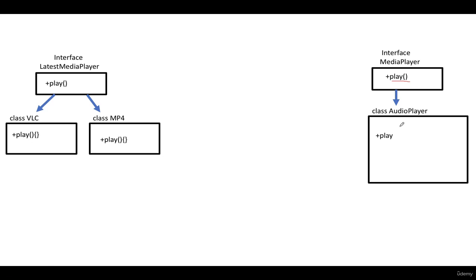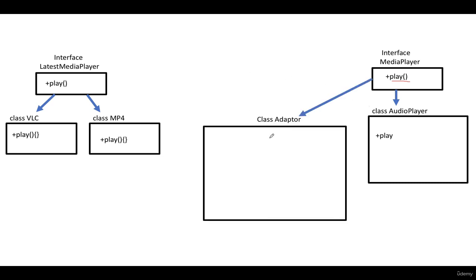This audio player class wants to play the VLC file as well as the MP4 file. So it needs the support of an adapter to use this VLC and MP4 class and correspondingly call the play method of these. So this is my adapter, and if you see, this adapter is also implementing this media player interface. It means this adapter will also implement this play method.